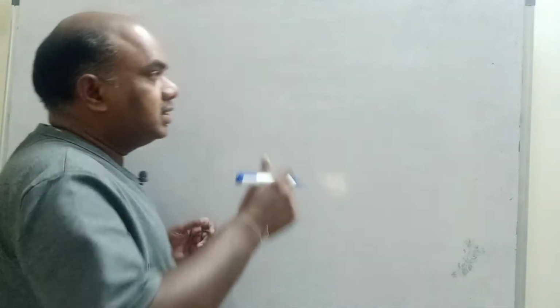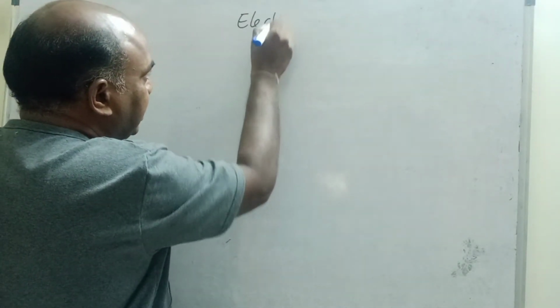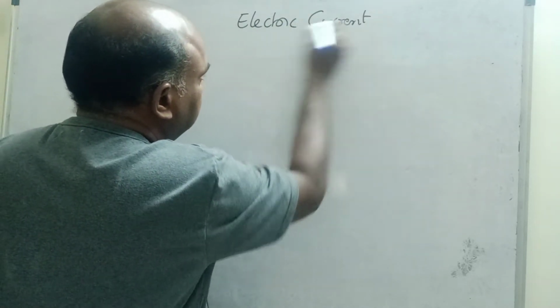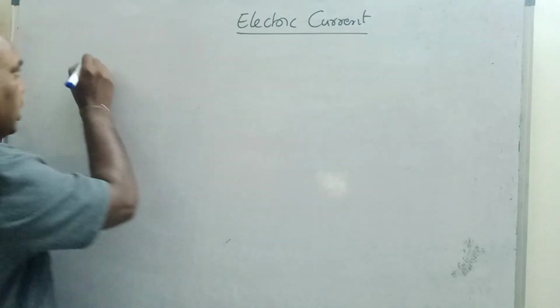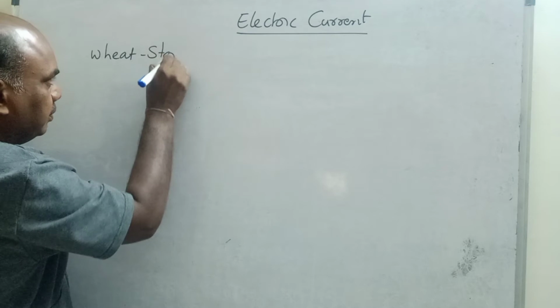In this session, we are going to discuss one more important concept, that is the Wheatstone bridge. Class 12 electric current. One more interesting and important concept, Wheatstone bridge. This comes under the electric current chapter. In this, we are going to discuss the Wheatstone bridge.